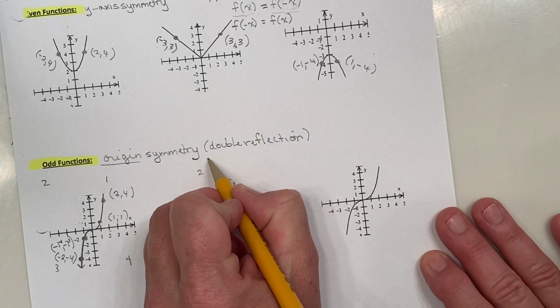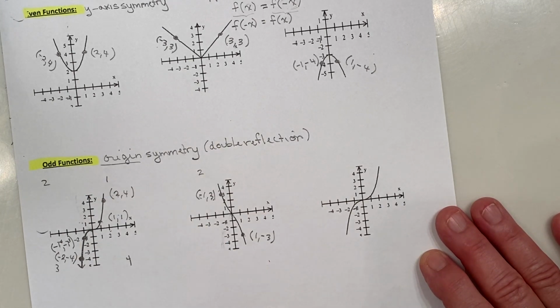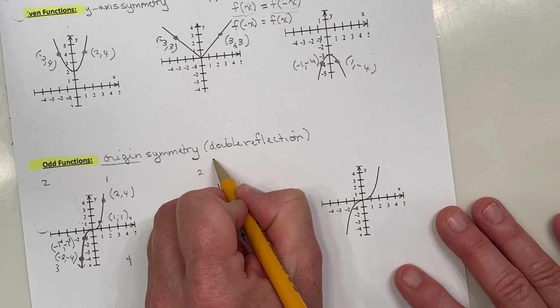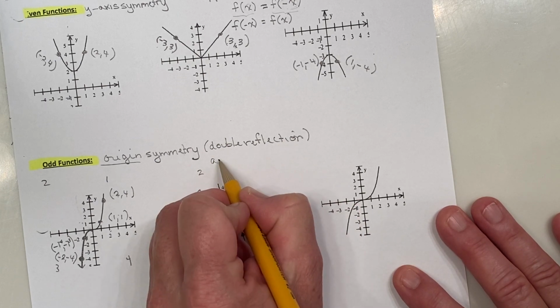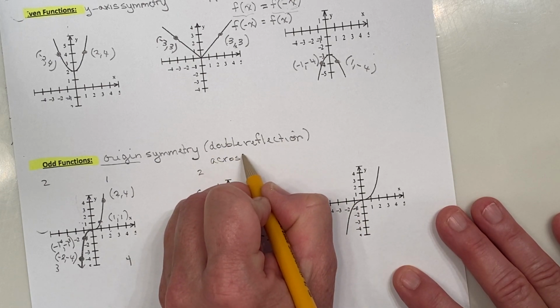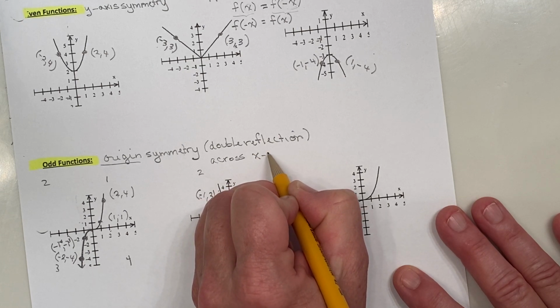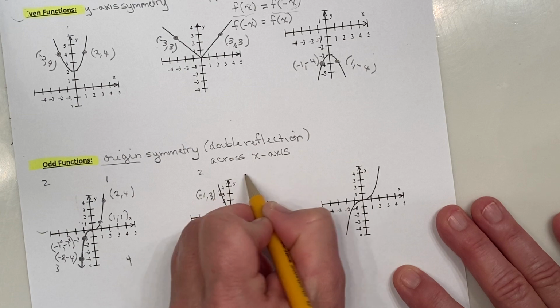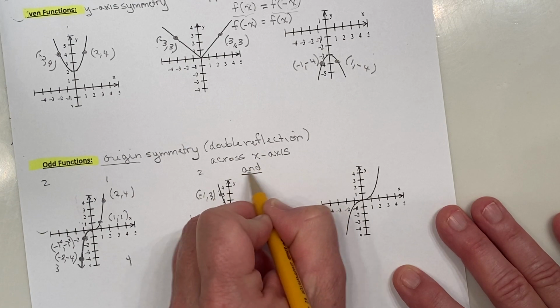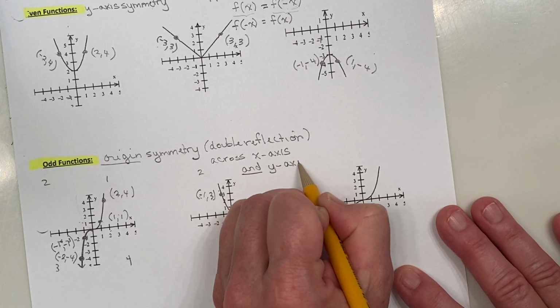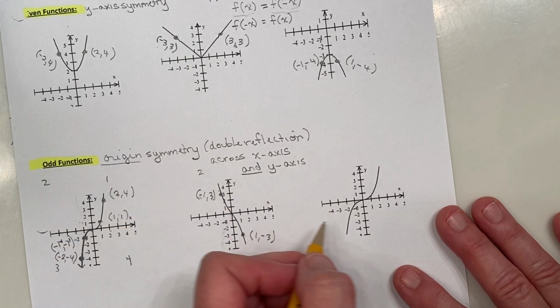Okay, so I'm going to come up here and add a few more things before I go to this last set of functions that I've drawn. So remember, a double reflection means that you've got to go across both the x and the y axis. And it doesn't matter what order. You can go across the y first and then the x later.